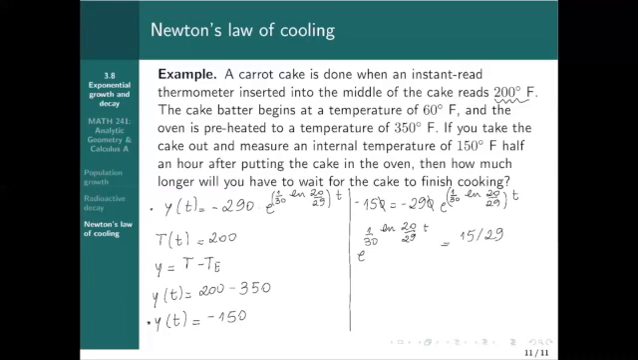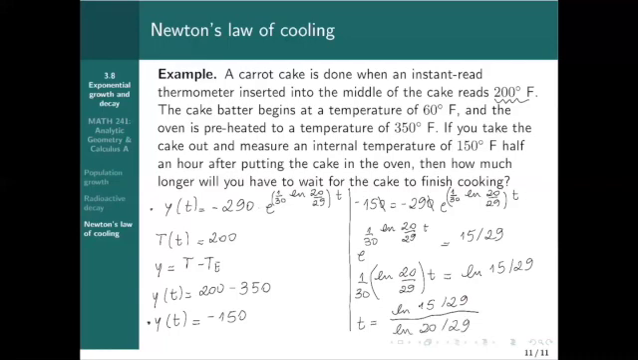So taking ln on both sides, it's going to give us 1 over 30 times ln of 20 over 29 times t, that is equal to ln of 15 over 29. So finally, t is going to be ln of 15 over 29 divided by ln of 20 over 29, times 30.